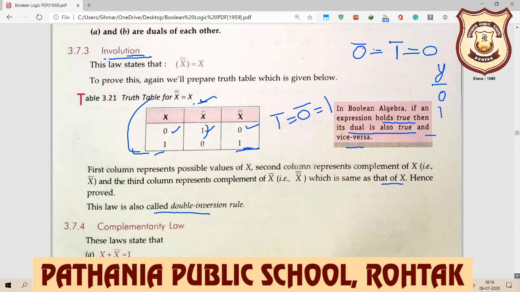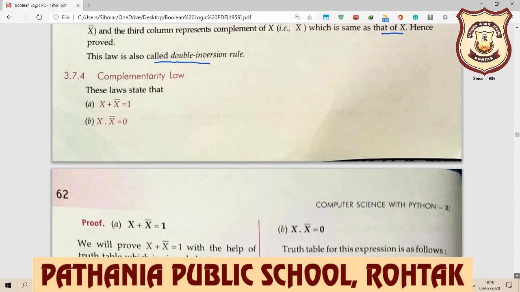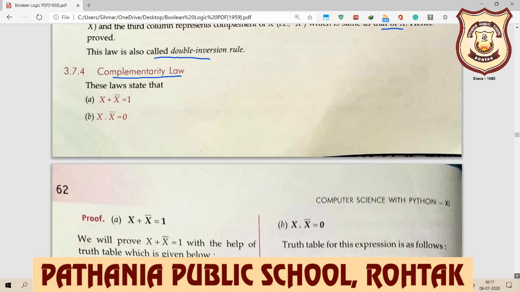And now we learn the next law, and our next law is the complementary law. In the complementary law, x plus x complement is equal to 1. And the second law says that x multiply x complement is equal to 0. Clear, everyone?